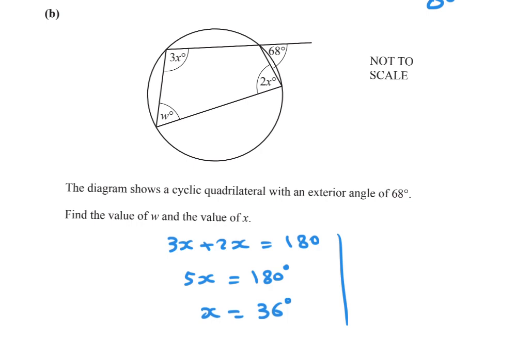First, 180 minus 68. This angle, you don't need to find 180, because the exterior angle of the cyclic quad equals the opposite interior. So W equals 68 directly. Or you can find this angle, then subtract, but you get the same answer.